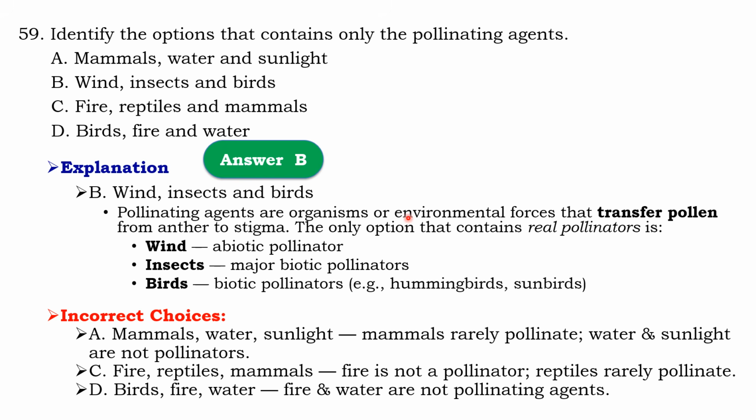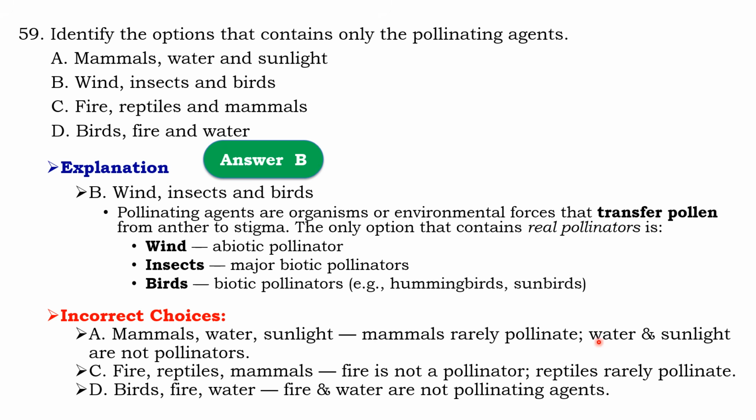are organisms or environmental forces that transfer pollen from anther to stigma. The only option that contains real pollinators is option B: wind is an abiotic pollinator, insects are major biotic pollinators, and birds are also biotic pollinators, for example hummingbirds and sunbirds. And also looking at the incorrect choices, option A, mammals, water and sunlight.